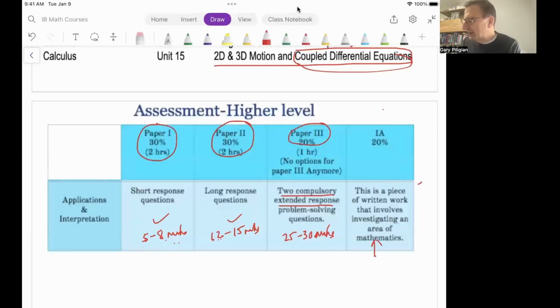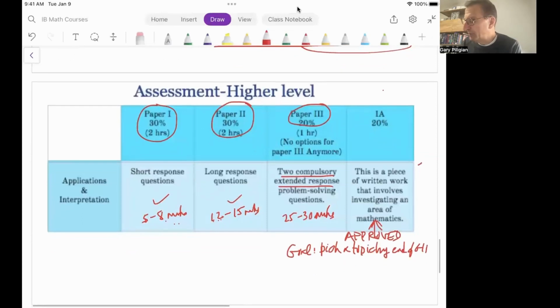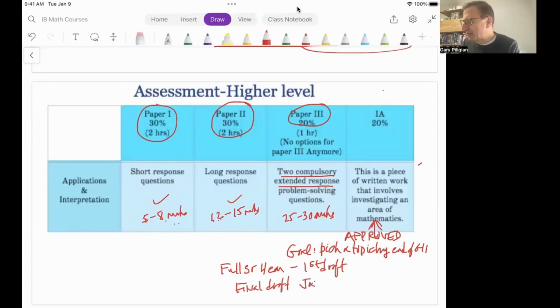You also have, like all the other 3 courses, an internal assessment. The goal here is to pick a topic by end of grade 11. And I should say approved, get an approved topic. That way, if you want to work on it over the summer, you can, you don't have to, but it might be helpful for you to do. And then the bulk of this work is done in the fall of senior year, where you will submit your first draft. And then the final draft is typically late January, early February, so right at the beginning of the second semester.